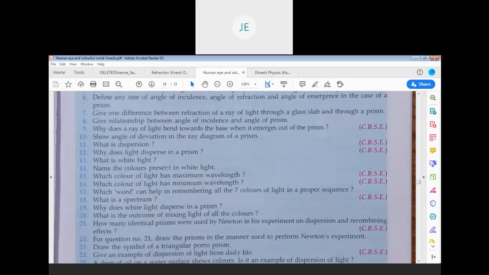Give an example of dispersion of light from daily life. Rainbow. Give any one application of scattered light from daily life. Blue color of the sky. Why is the sun reddish during the sunrise?